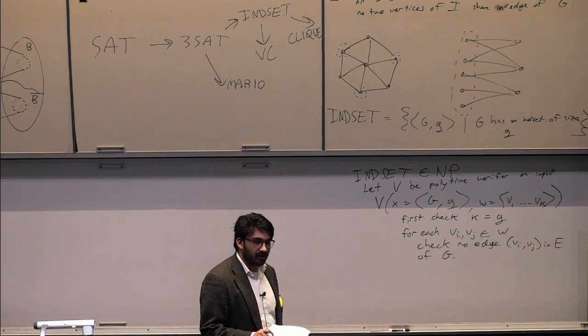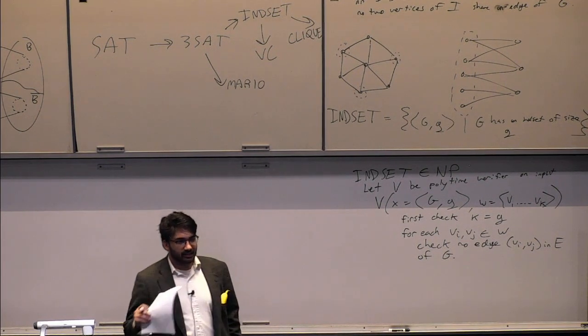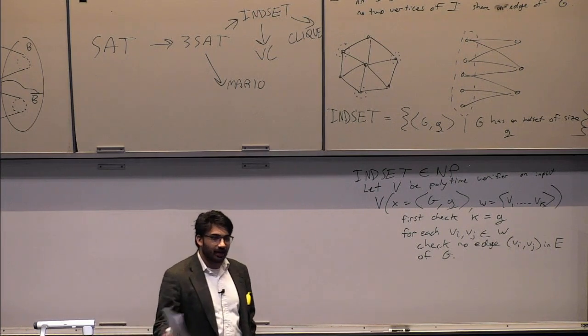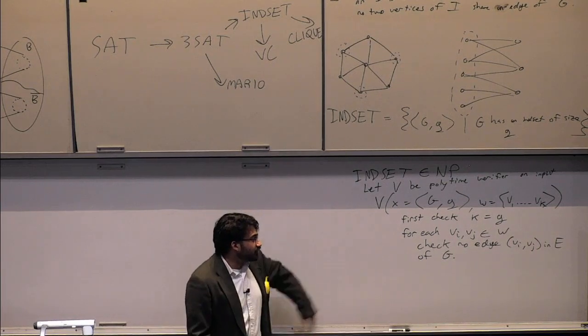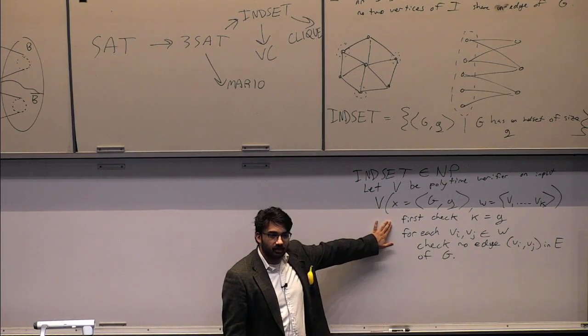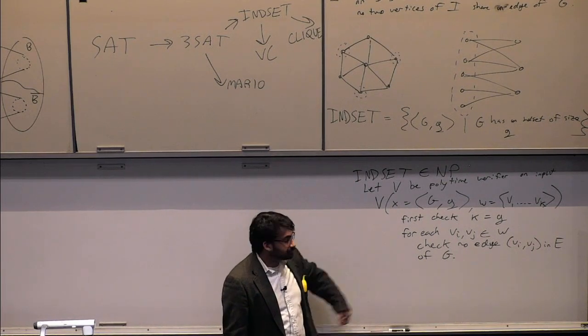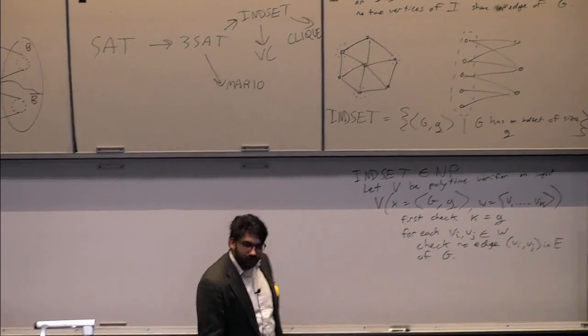Because here's an example. The verifier has to be correct, right? If the verifier returns true on an answer that's wrong, then your verifier is wrong. So if you didn't have this check here, you could give it an input of size 1, and it would always return true. Right. Any questions on showing the problems in NP?